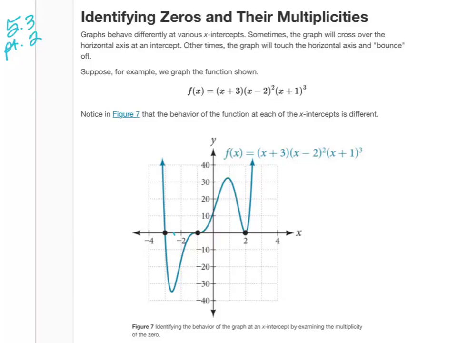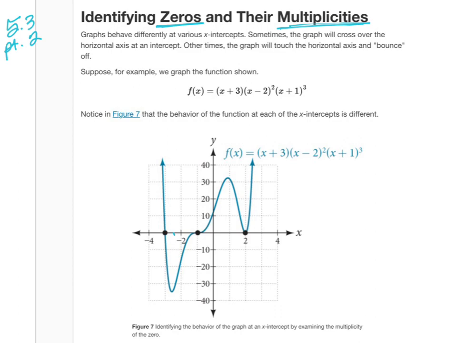Okay, so identifying zeros and their multiplicities. We're talking about zeros, also known as roots, solutions. What are they? They're x-intercepts. A zero has something called multiplicity. Multiplicity is the number of times that zero occurs. Okay, the number of times that zero occurs.